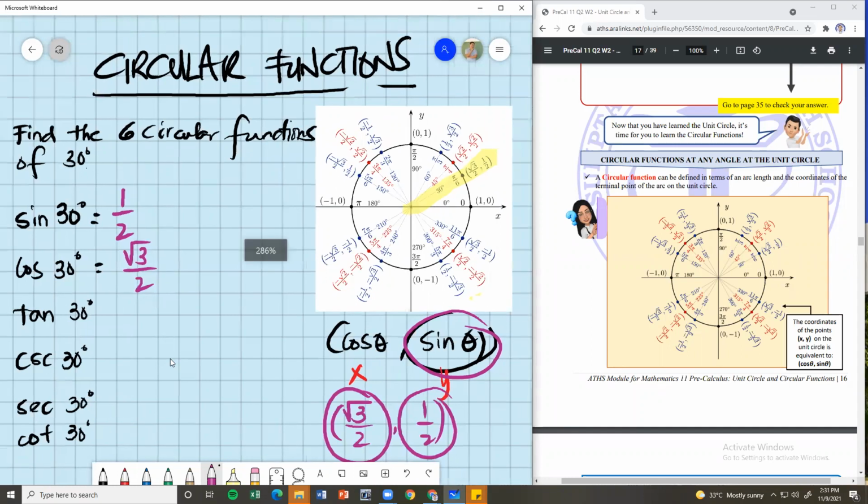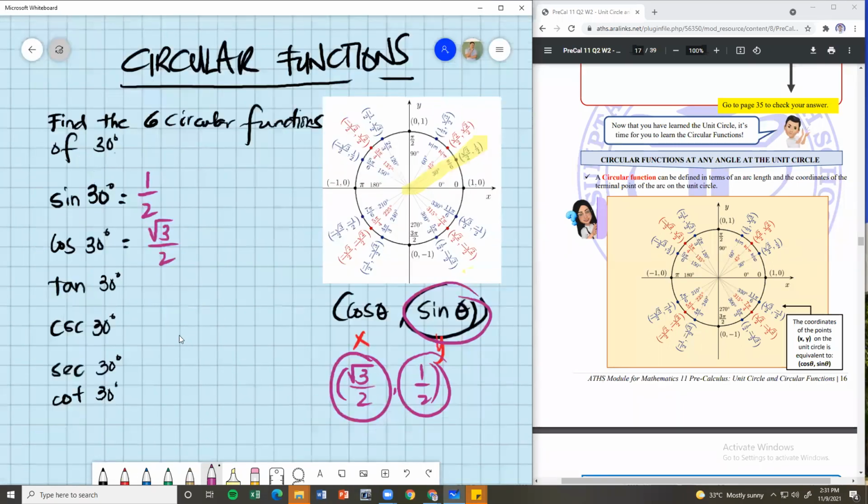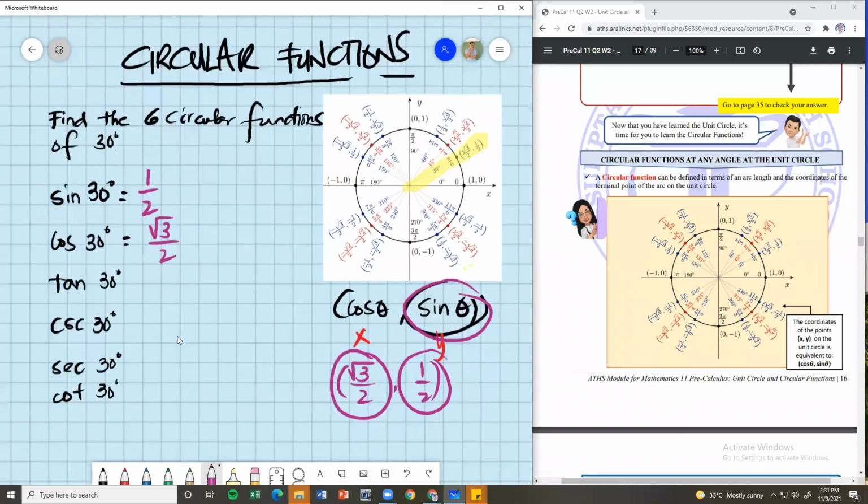Before we move on to tangent and the cotangent, I would like you to focus first on the other functions. Yung mga reciprocal ng mga functions na to. Take note, sine and cosecant are reciprocal functions. Magkabaliktad, kabaligtaran. Okay? So therefore, if sine 30 is 1 over 2, what do you think is cosecant 30? If cosecant is the reciprocal of sine, what's the value of cosecant 30?